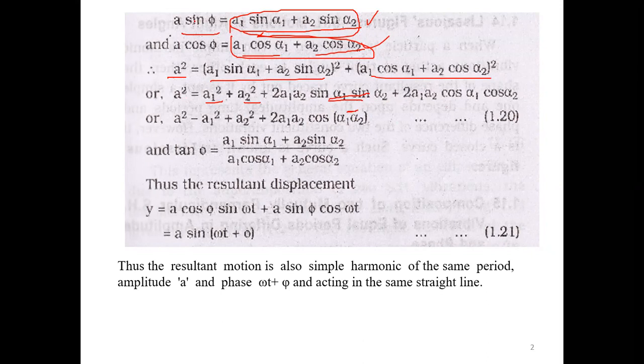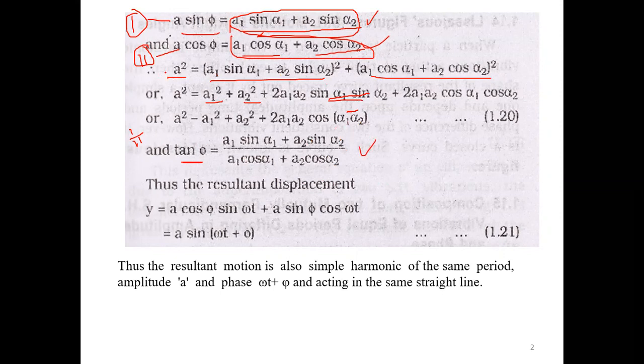If you choose this one as equation number 1, and this is equation number 2, and you divide 1 by 2, this will give you tan phi. Tan phi is A1 sine alpha 1 plus A2 sine alpha 2 divided by this one.